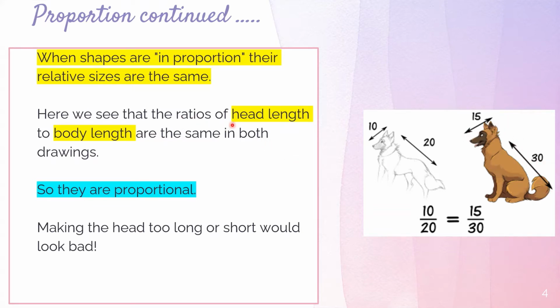So here we can see the ratios of the head length to the body length are the same in both the drawings. I can represent this by 10/20, which is equal to 15/30. When you reduce this, what will you get? Yes, you're right, you'll get 1/2. Now can you tell me, if I draw another drawing of a dog and keep the head length as 30 units, then what will be the body length? Now this is for you. You can write the answers in the chat box. Imagine if we make the head too long or too short, will that look good or bad?